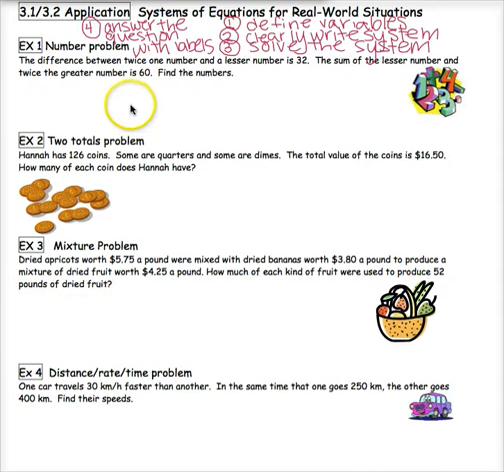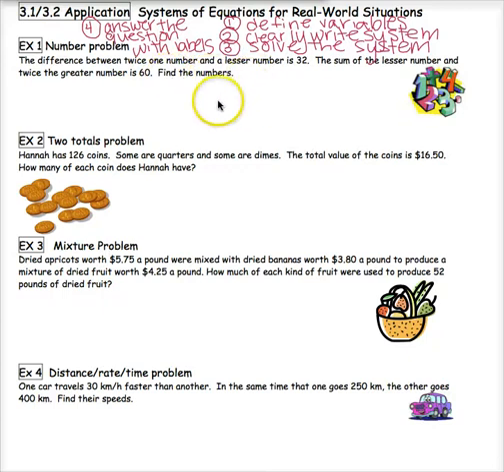Okay, so let's look at example 1. Example 1's not really a real world situation as much as it is just getting used to the words. So you've got words here. We basically are translating, as if it's a foreign language, from the words into the math. So read it through once. The difference between twice one number and a lesser number is 32. The sum of the lesser number and twice the greater is 60.